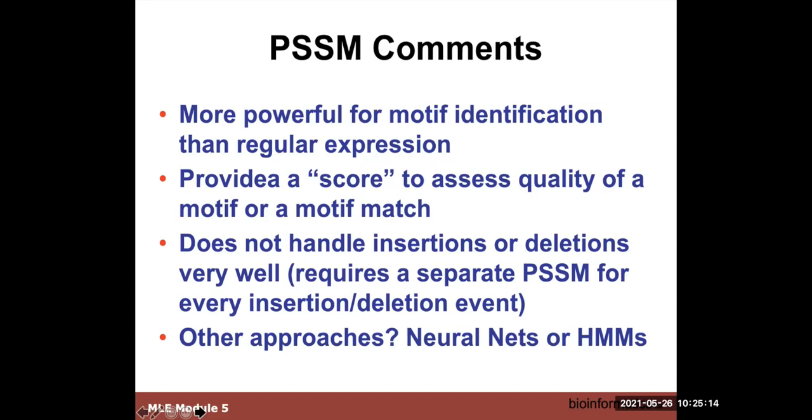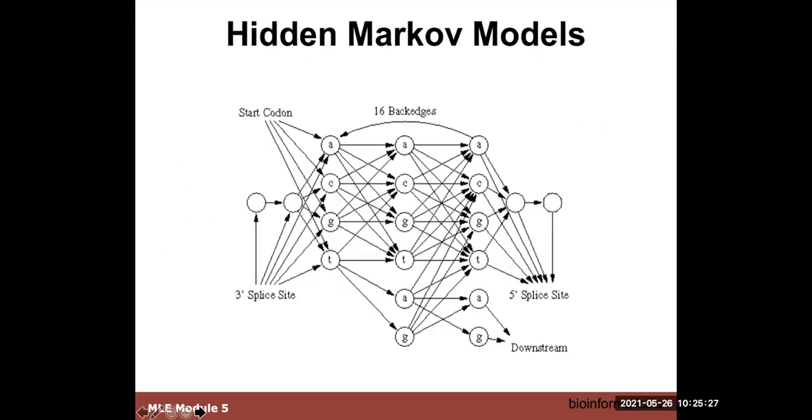So it was, I think, a realization again in the early 90s of the limitations of possums that people started to come up with other approaches to do sequence motif analysis. So this led particularly to the introduction of hidden Markov models. As I said at the beginning, I hate them because they're really hard to understand.